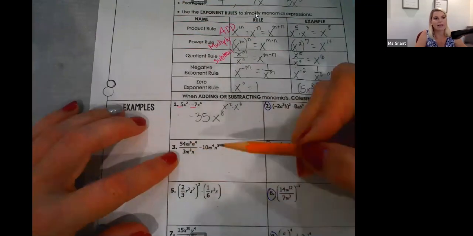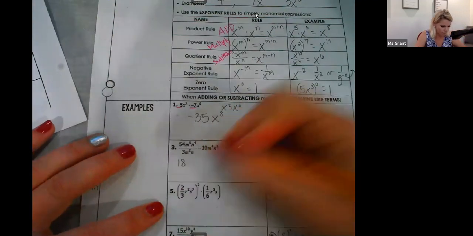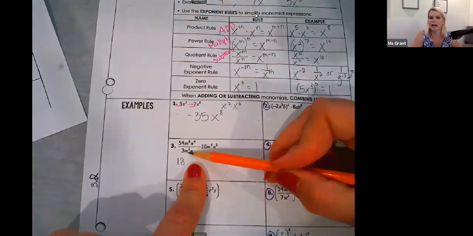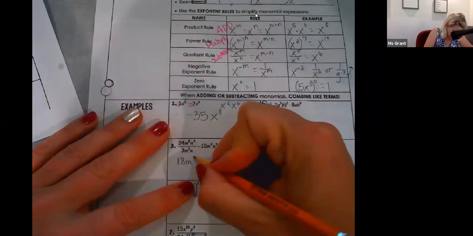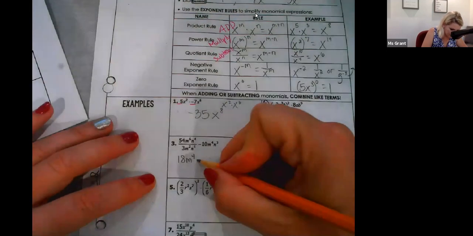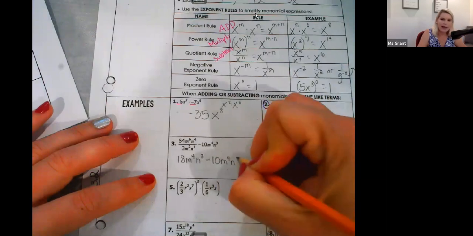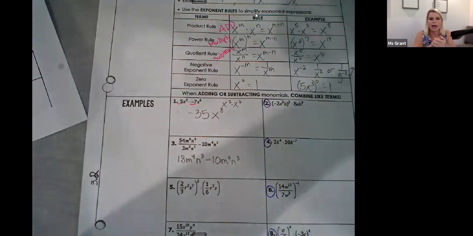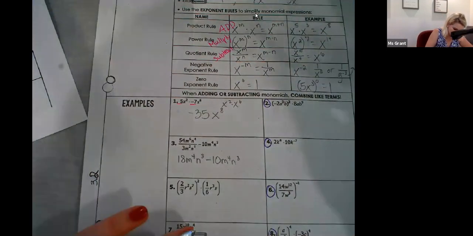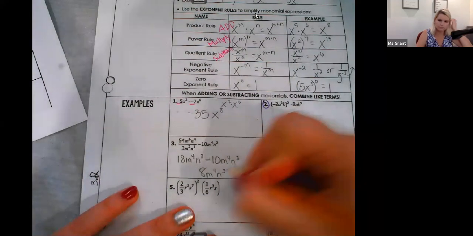Down here. Well, I can simplify this right here. 54 over 3, you guys, that's 18. M to the sixth divided by m squared. M to the sixth over m squared, 6 minus 2, 4. n to the 4 over n to the 1. 4 minus 1, n to the 3rd. Minus 10, m to the 4th, n to the 3rd. Hey, they have the same variables, the same m to the 4th, n to the 3rd. So I'm just going to do 18 minus 10. 8, m to the 4th, n to the 3rd. Okay.